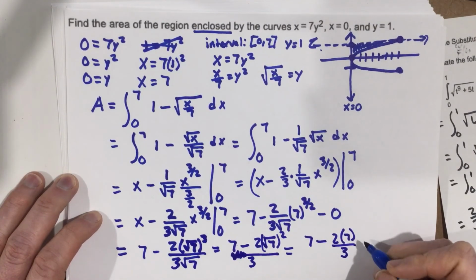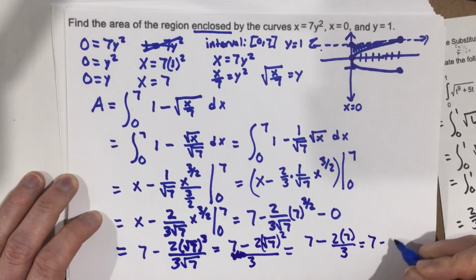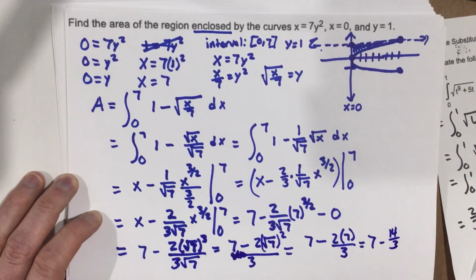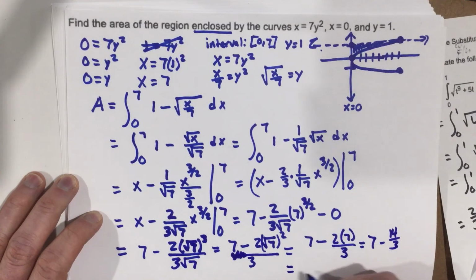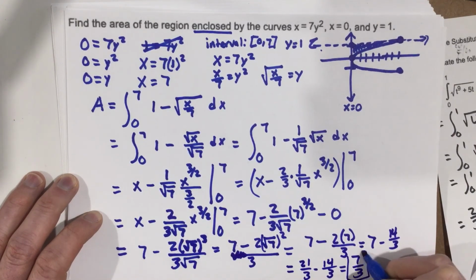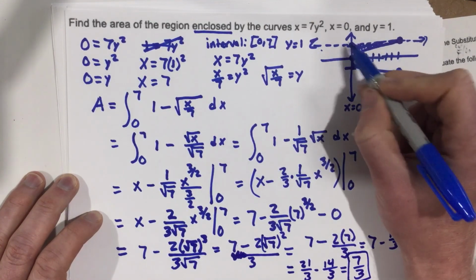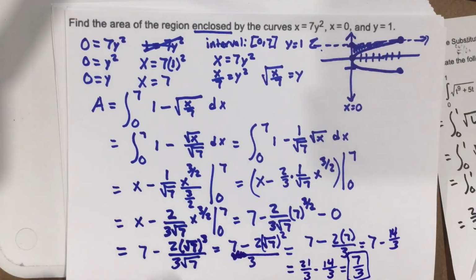And then we end up with 7 minus 14 over 3, which we can say equals, find a common denominator, 21 over 3 minus 14 over 3, and that's 7 over 3 for the area in this little enclosed box between these three functions. Hope that helps. I hope that makes sense.